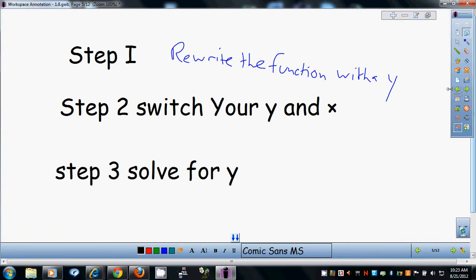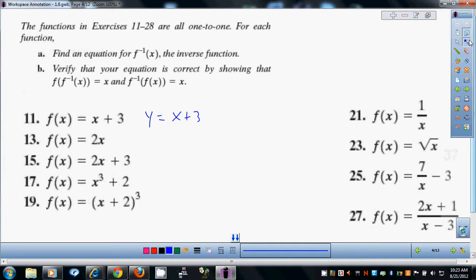We got that? All right, so here we go. First thing we do, step 1, rewrite your function with a y instead of an f of x. Step 2, switch your x and y where they are in your function. And step 3 was what? Solve for y. So, subtract the 3. Once you're done, once you've solved for y, that is the inverse of your original function.